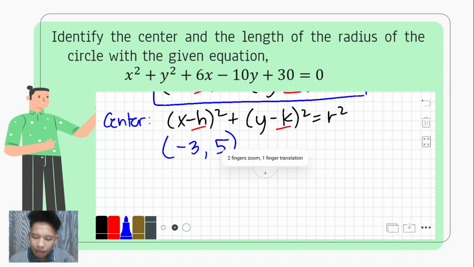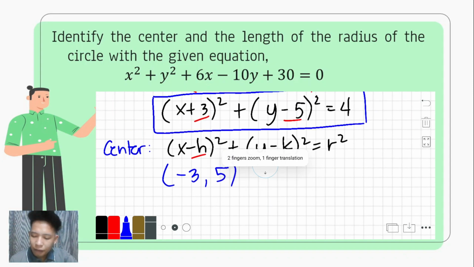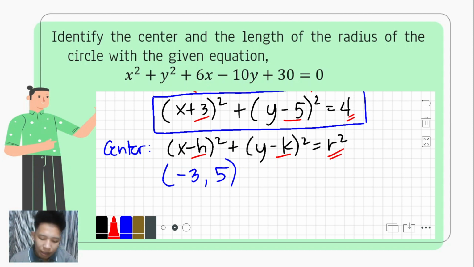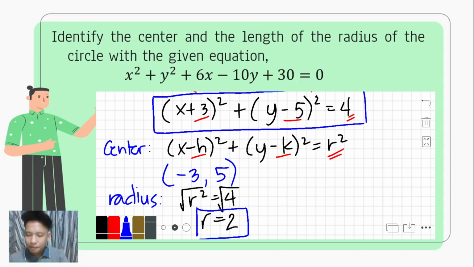And next is for us to get the radius of the circle. So if you have noticed, r squared is equal to 4. So for us to get the radius of the circle, we're going to extract it. So we have r squared equals 4, and then extracting the roots of both sides, the value of r would be 2. Hence, the radius of the circle is 2.